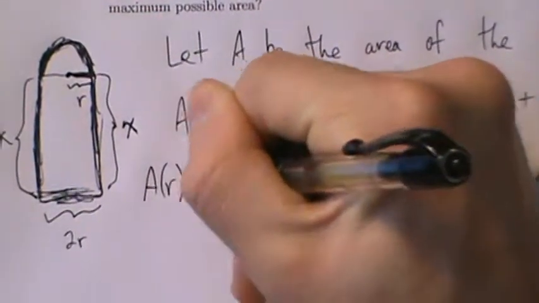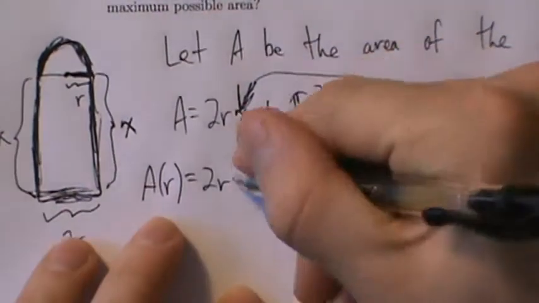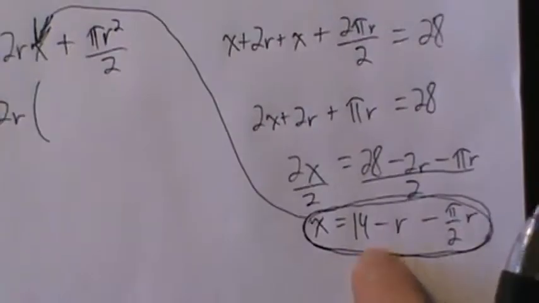So now A of r equals 2r, so we still have the 2r here, and then this x becomes 14 minus r minus pi over 2 r.